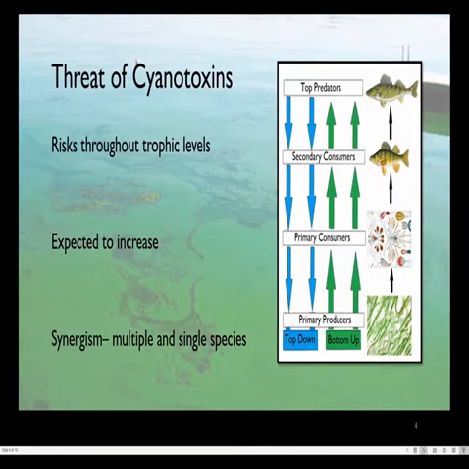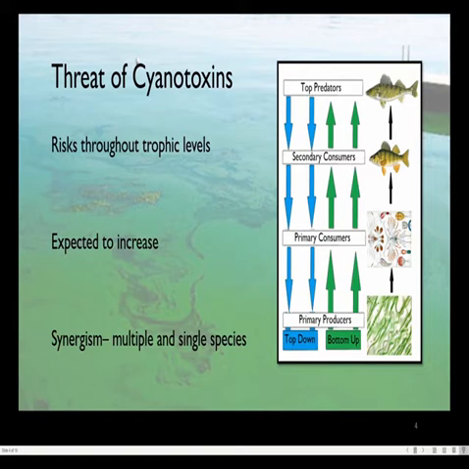Now, the threat of cyanotoxins ranges across trophic levels. They do not biomagnify, meaning cyanotoxin levels do not get higher up the food chain, such as mercury. However, they can still be transferred through consumption of organisms that have come into contact with cyanotoxins. And besides, all of these are impacted just by living inside the water with cyanotoxins. Cyanotoxins are expected to increase with climate change and as pollution issues are not being resolved.